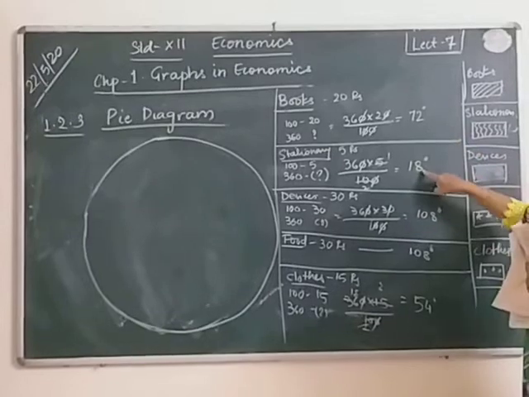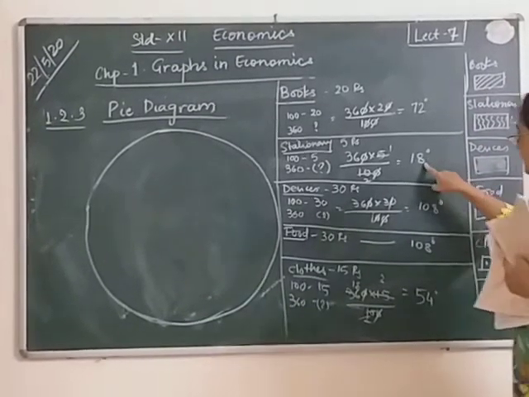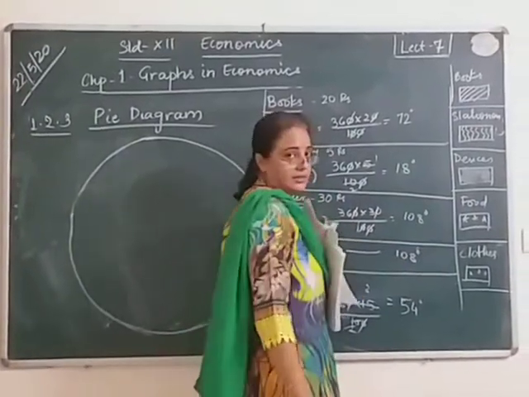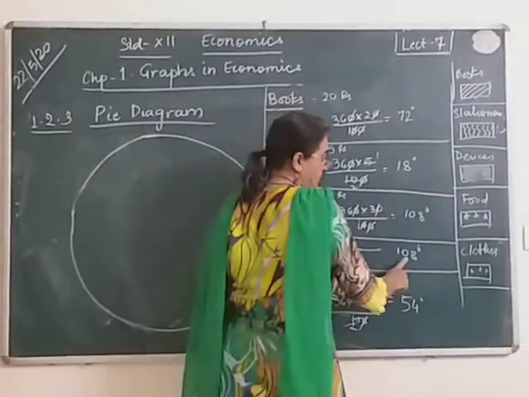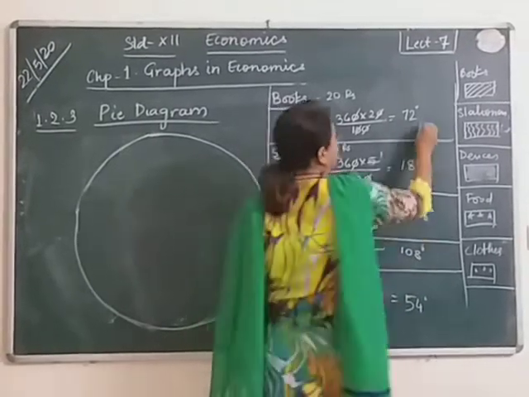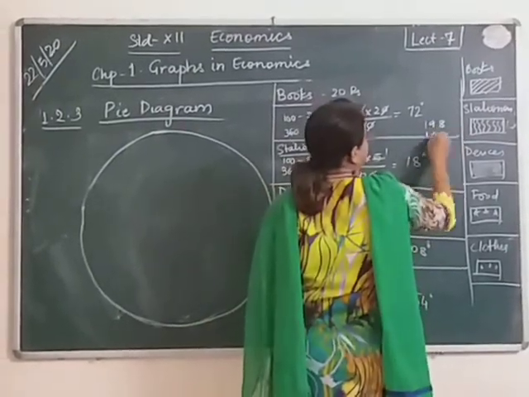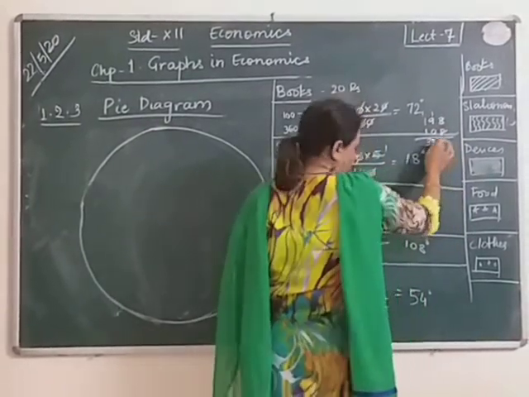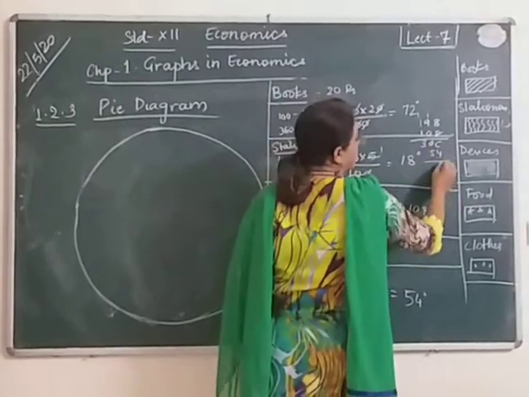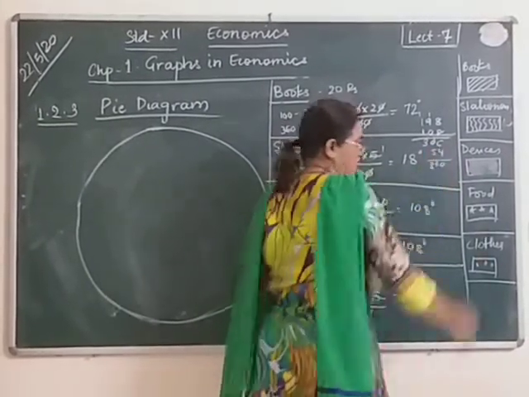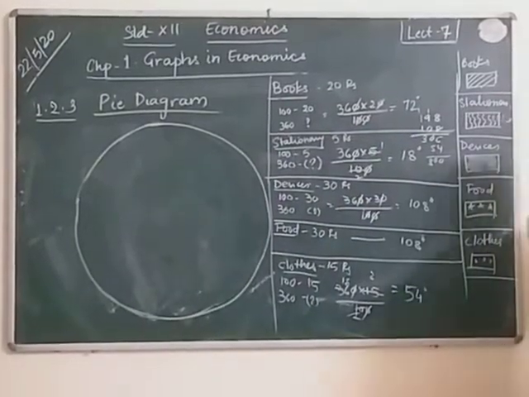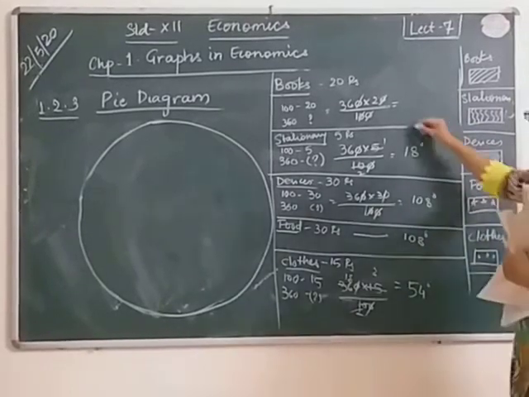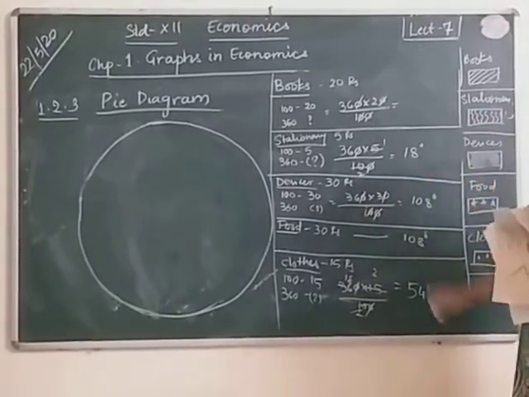Now, mind well, try to understand that the total has to be 360. So 72 plus 18 comes to 90. 90 plus 108 is 198. 198 plus 108 is 306. 306 plus 54 comes to 360. So it has to be 360. The calculation that you have done and converted into degrees, the total has to be 360, because the total degrees of a circle is 360.